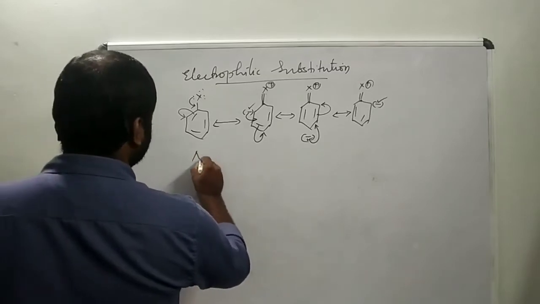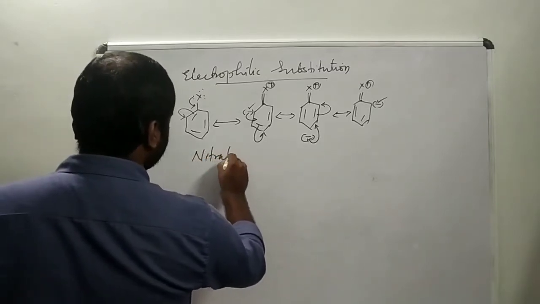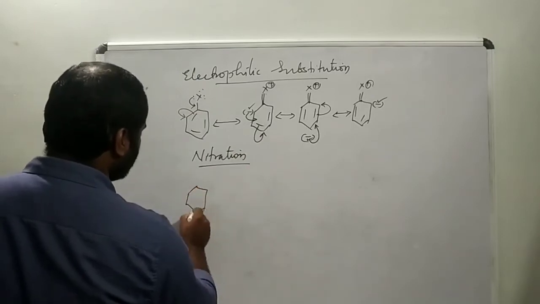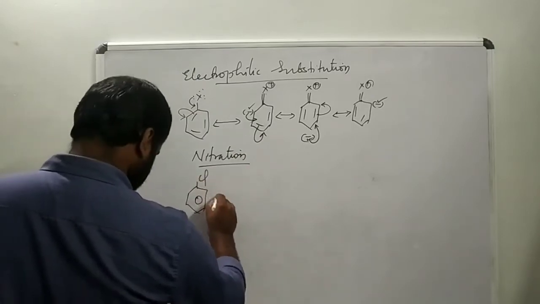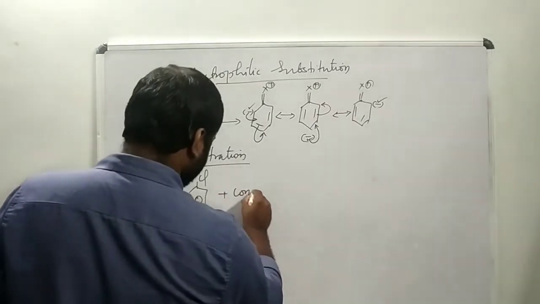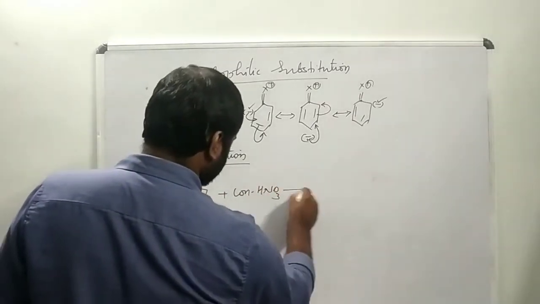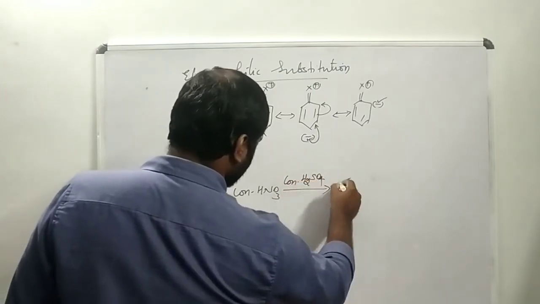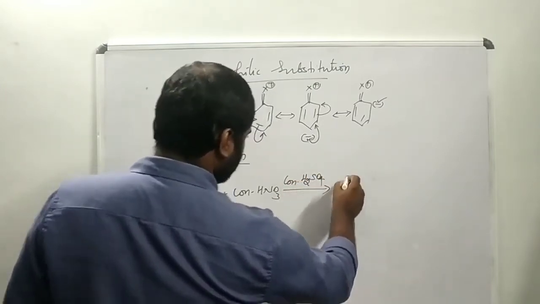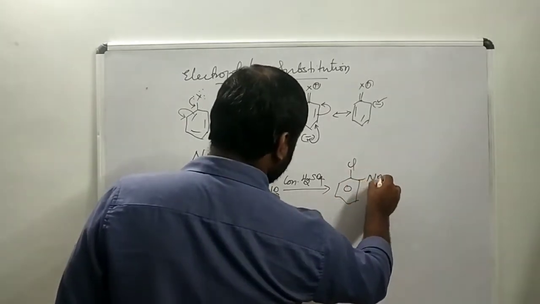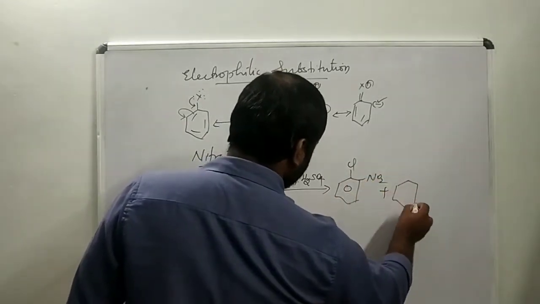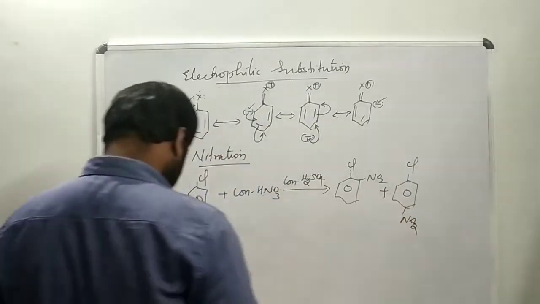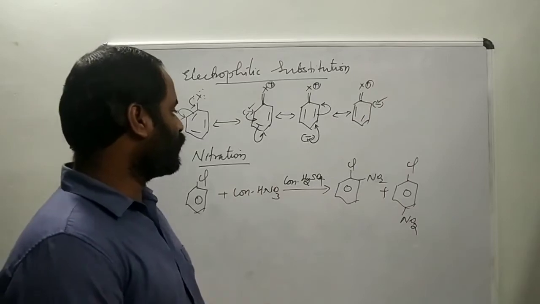First one, nitration. The first reaction we are going to discuss is nitration. When chlorobenzene reacts with concentrated HNO3 and concentrated sulfuric acid, you are getting ortho-nitrochlorobenzene and para-nitro product. You are getting these two products, ortho and para nitro product. Okay, ortho-nitrochlorobenzene.